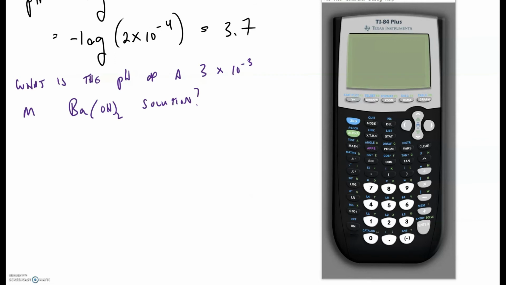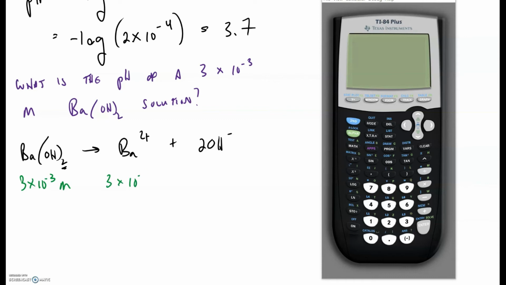All right, here's one. What's the pH of a 3 times 10 to the negative 3 molar barium hydroxide solution? Obviously, we're going to dissociate this, and we get barium and 2 hydroxides, right? A little subscript. So if we have a 3 times 10 to the negative 3rd molar solution, we'll get 3 times 10 to the negative 3rd molar barium, but we don't care about that. And of course, times 2 is 6 times 10 to the negative 3rd molar hydroxide.